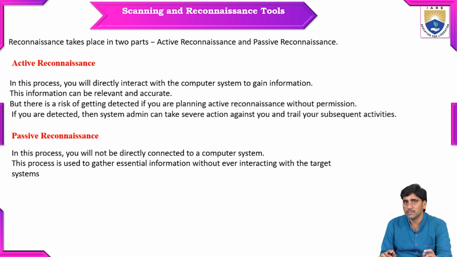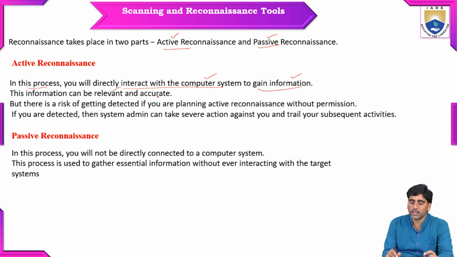Reconnaissance takes place in two parts: active reconnaissance and passive reconnaissance. What is meant by active reconnaissance? In this process, you directly interact with the computer system to gain information, and this information can be relevant and accurate. But there is a risk of getting detected if you are planning active reconnaissance without permission.